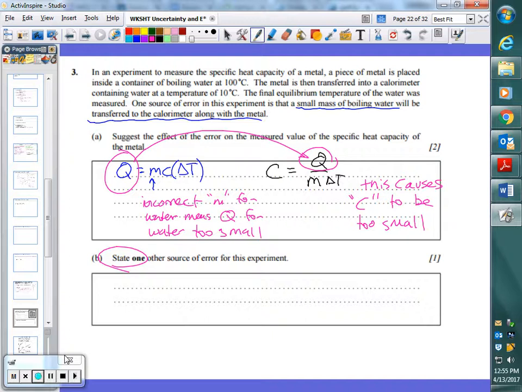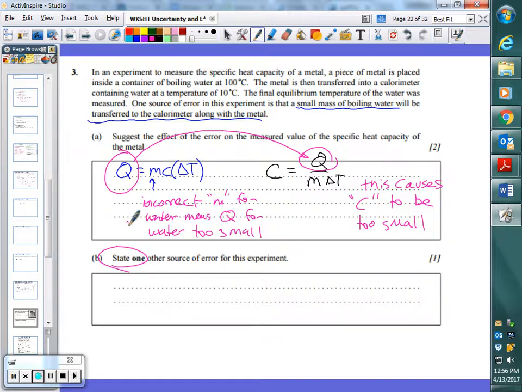Water evaporating. Non-insulated system. Right. When we move the metal from the hot water bath to the calorimeter, we're losing some of that heat there, right? If we spill some of the water, like when we drop the metal in and spill some of the water out of the calorimeter, that can be a source of error too, right?